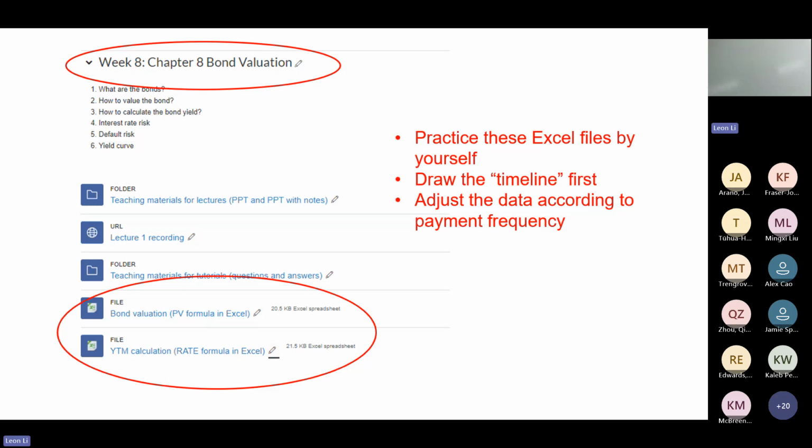One more reminder, we have the Excel example available on Moodle. I would suggest students download the Excel and practice the Excel file by yourself. We have several tutorial questions, right? You can use the Excel file to do the calculation. A reminder is draw the timeline first. For me, timeline is very important in finance. And don't forget, adjust the data according to the payment frequency. All right.